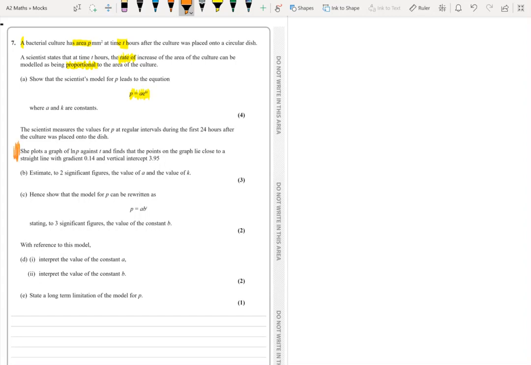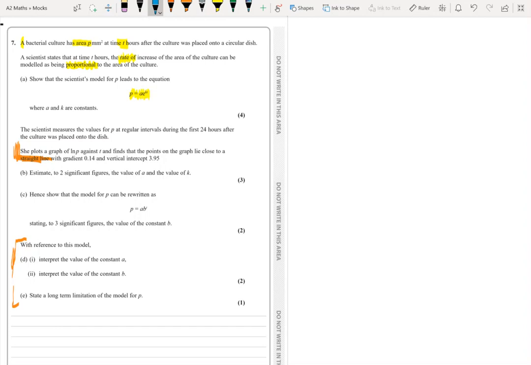So logarithms are used to linearize a model, to change a curve into a straight line. So we're going to have to do some work with that later and find some values. And then even further down, we're sort of interpreting and discussing limitations. So let's take this steadily. We've got quite a few things to do, but it's also worth quite a lot of marks.